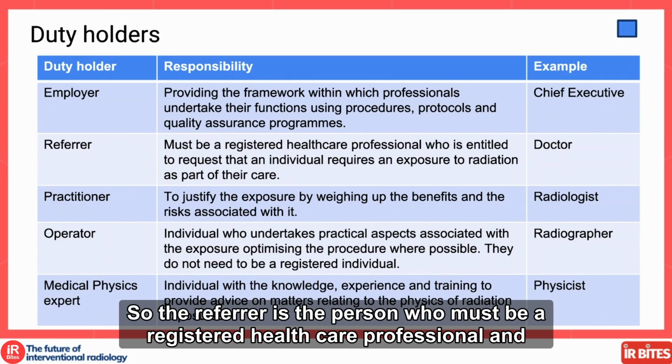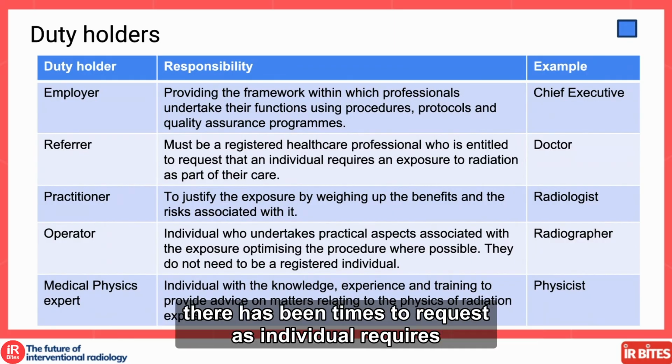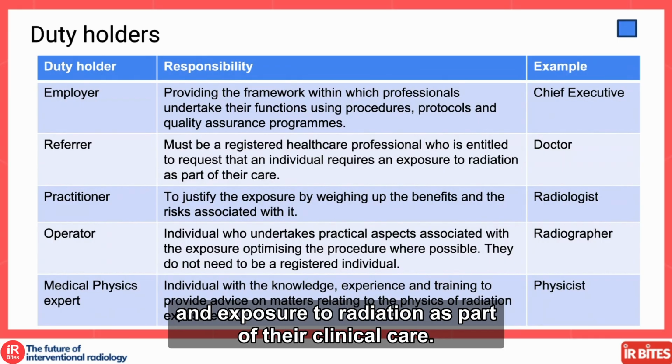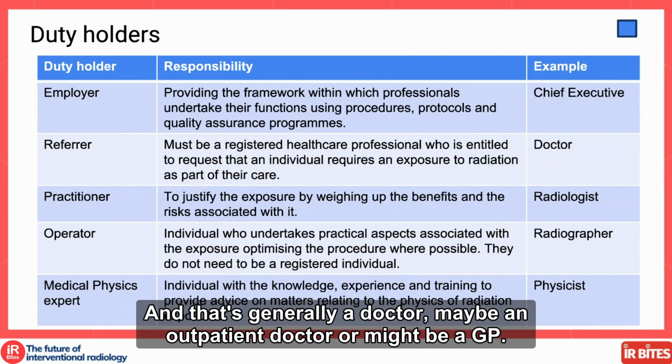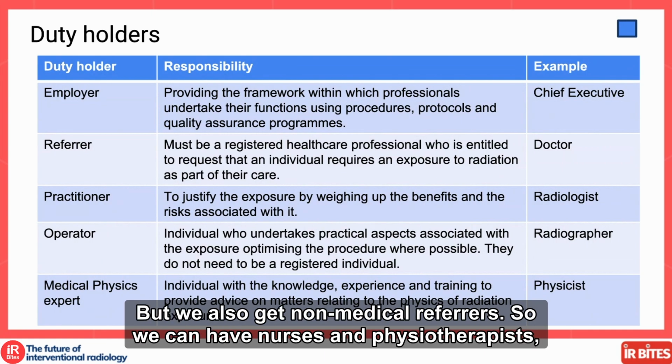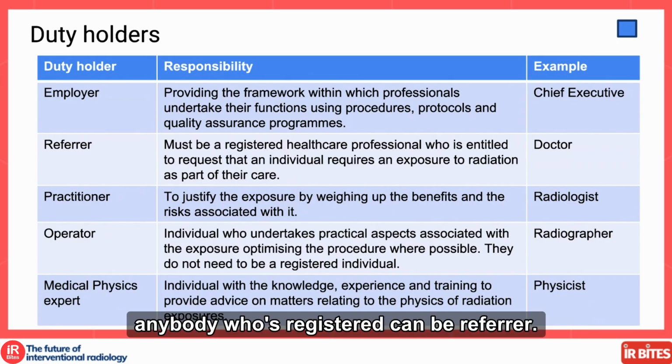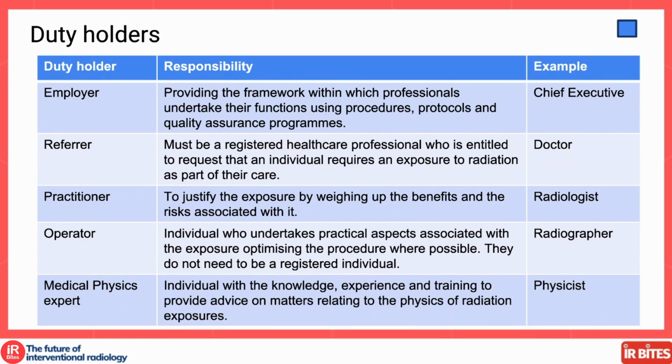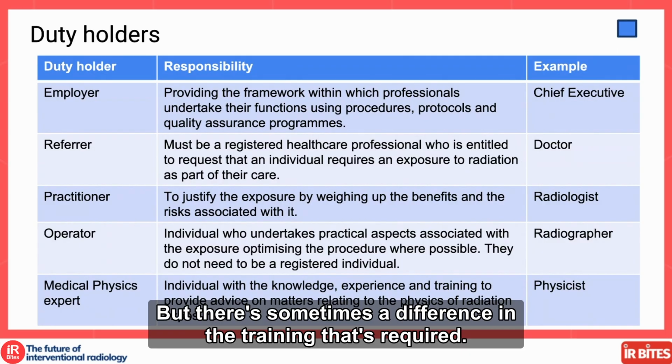So the referrer is the person who must be a registered healthcare professional, and they have to be entitled to request that an individual requires an exposure to radiation as part of their clinical care. That's generally a doctor, maybe an outpatient doctor, or it might be a GP. But we also get non-medical referrers, so we can have nurses and physiotherapists. Anybody who's registered can be a referrer, but there's sometimes a difference in the training that's required.